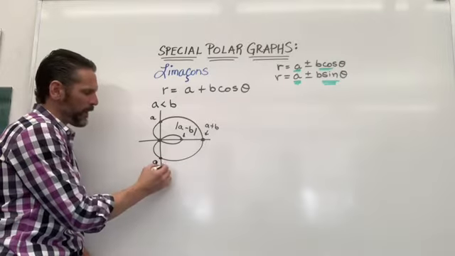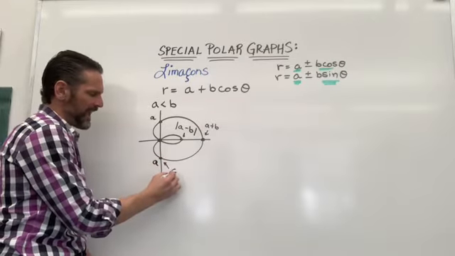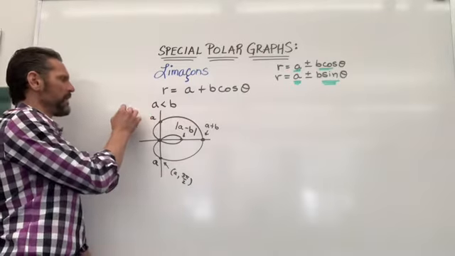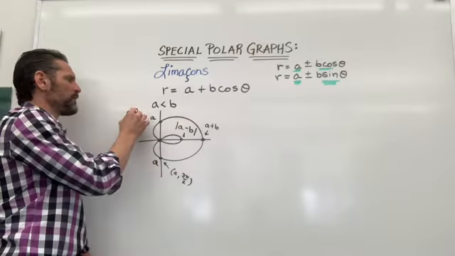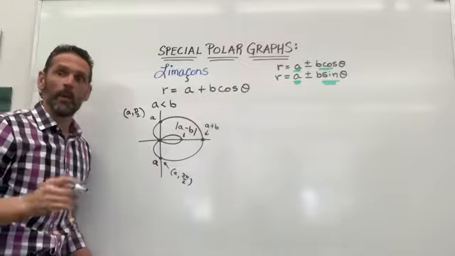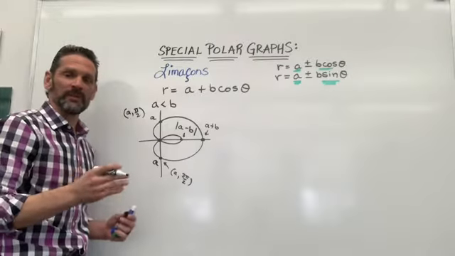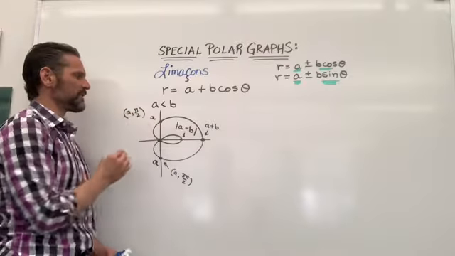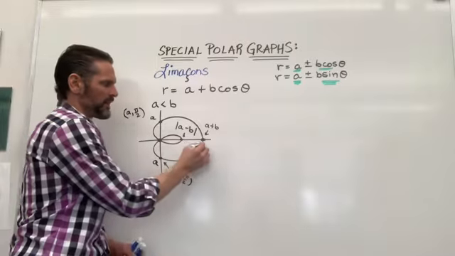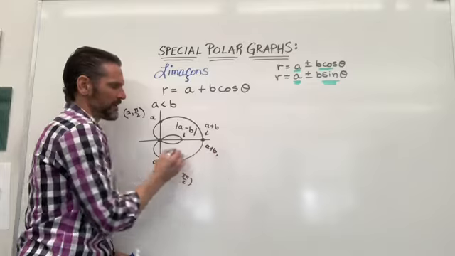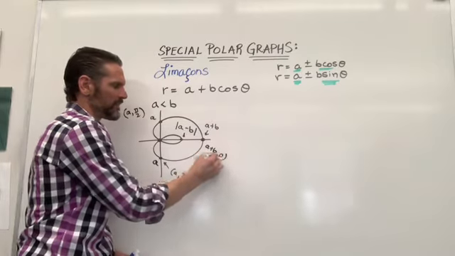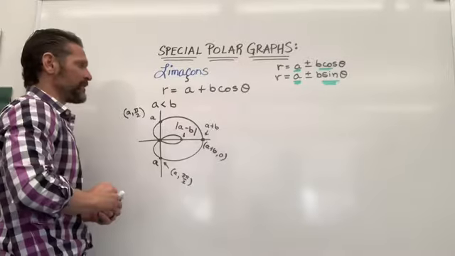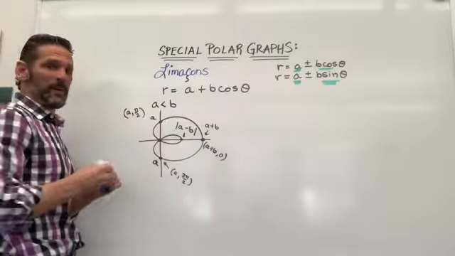Now, if this point might be something like a comma 3 pi over 2, and this point might be a comma pi over 2. Why do I mention that? Because I want you to stop thinking in terms of x and y. This is directed distance, directed angle, directed distance, directed angle. And of course, this would be a plus b, that's the distance r, and the angle is 0 radians, etc. All right, so there is a is less than b.